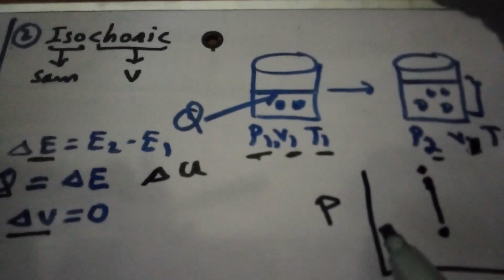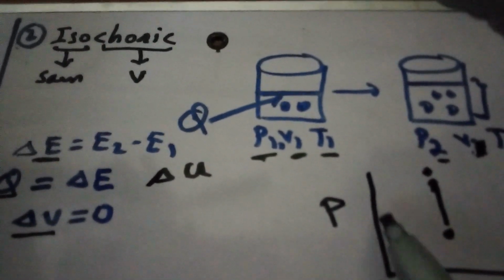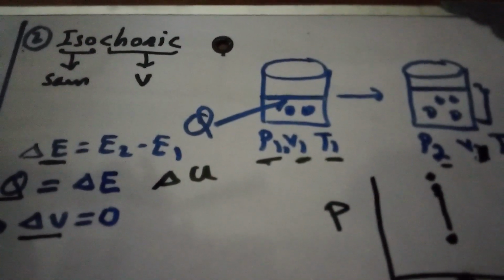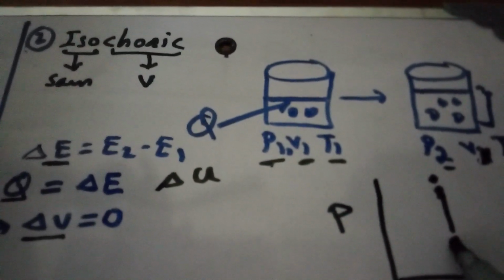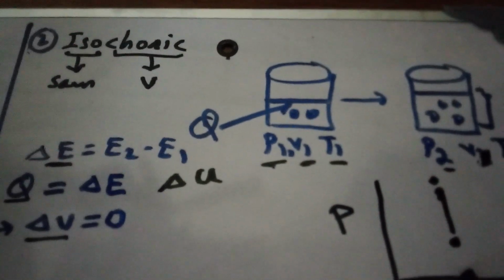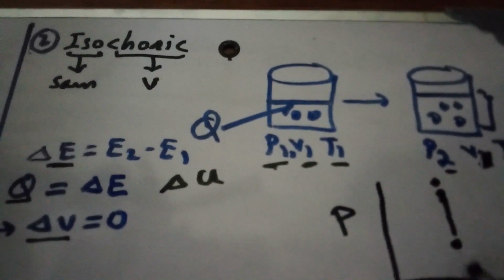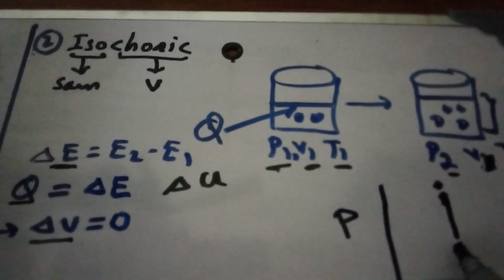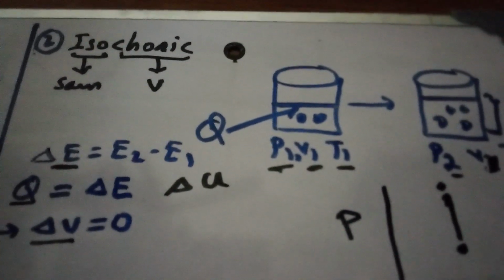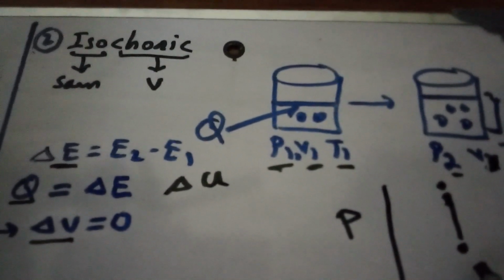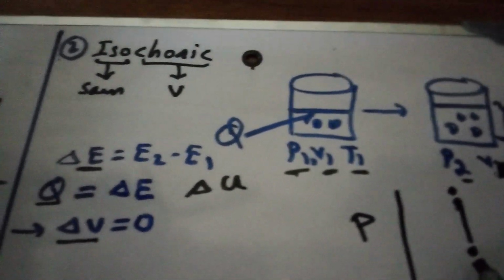Graphically, we have the pressure on the y-axis and the volume on the x-axis. This is the constant volume. If the volume is constant, it means there is no work done. If the volume doesn't change, work is not done.